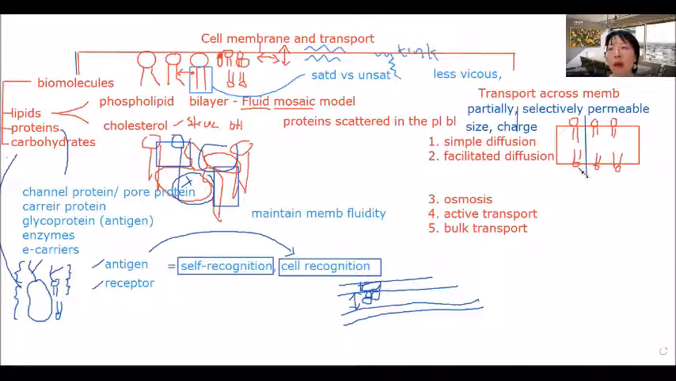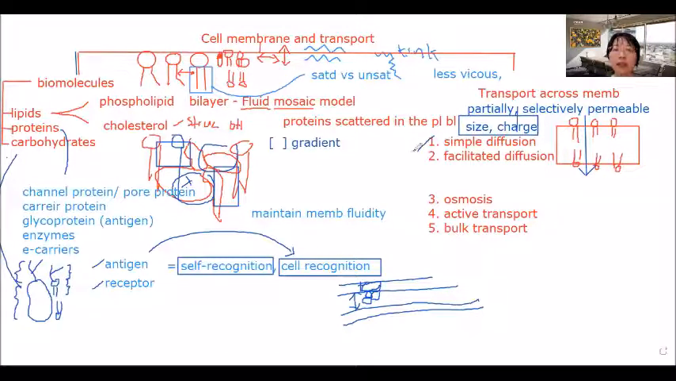For example, the water molecules, the oxygen molecules, the CO2 can pass through directly like this. Okay? So those molecules will pass through by simple diffusion. Now, of course, the direction it will move, whether it's going down or going up, depends on the concentration gradient. So what governs the movement of molecules across the membrane is actually the property of the molecule plus its concentration gradient. So that governs the direction of movement.